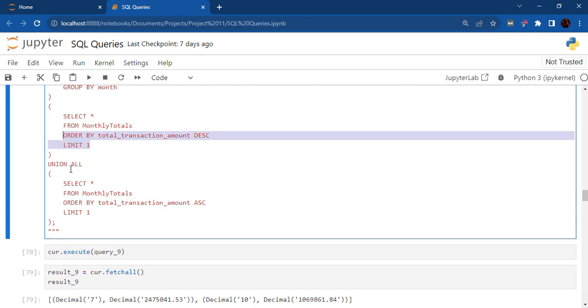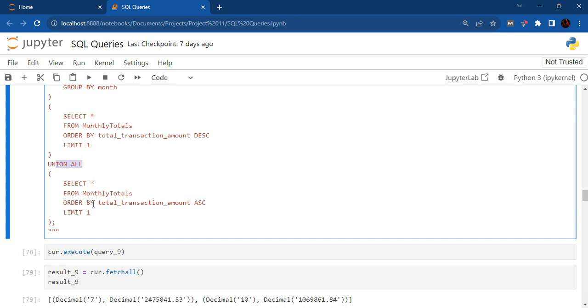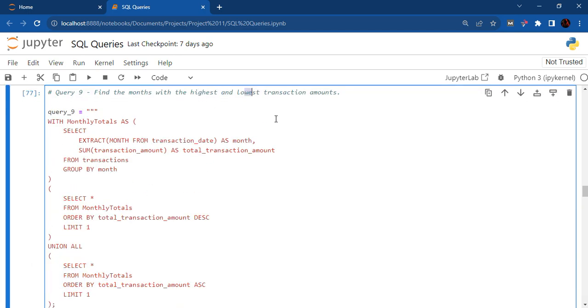Then I union it again because I combined it with this one again. I selected everything from the monthly totals again and order by in ascending order. Now remember this, the reason why I use the union all is to combine the result of these two. If you use only union, you will get a different result. With union all, you can execute both and get your results, because we're trying to get the highest and the lowest transaction amount.